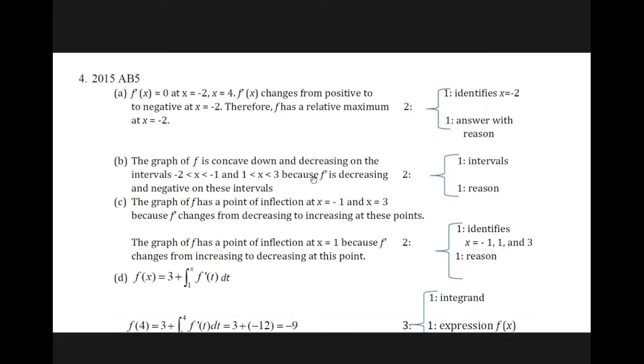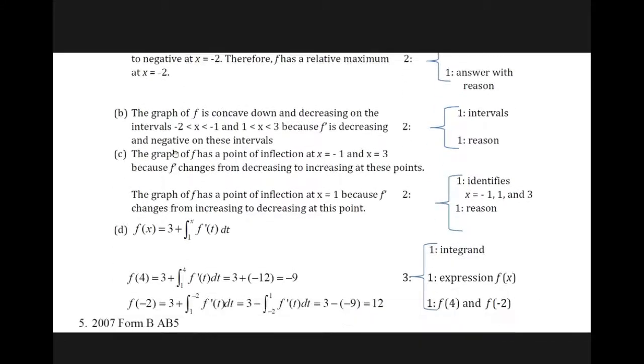Okay, part C. The graph of f has a point of inflection at -1 and 3 because f prime changes from decreasing to increasing and or increasing to decreasing. So you could make two statements, or you could list both points and then say, increase to decrease, decrease to increase.